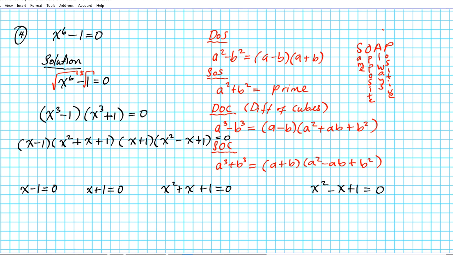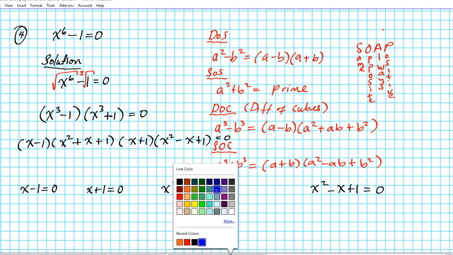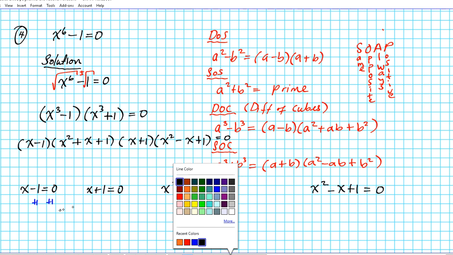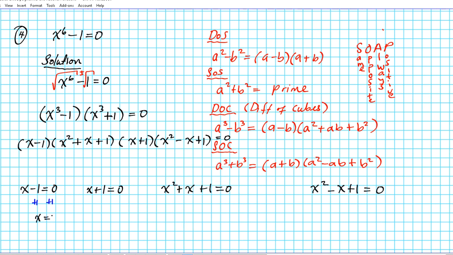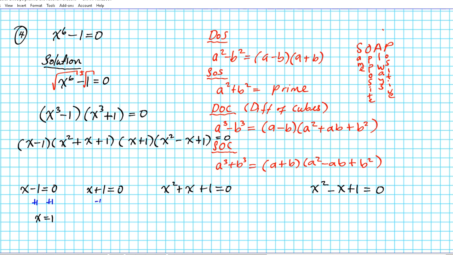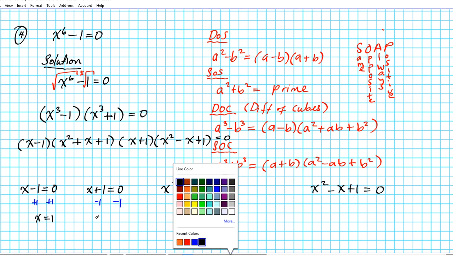Alright, so solving the first two is pretty much straightforward. For the first one, you add 1 to both sides, and then you have x equals 1. And then for the second one, you subtract 1 from both sides, and then you have x equals negative 1.